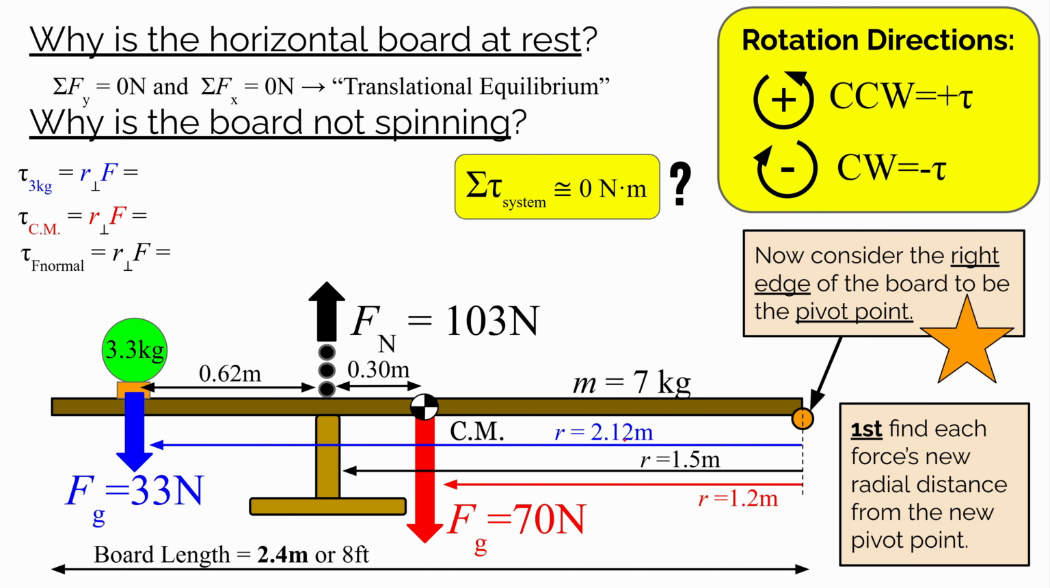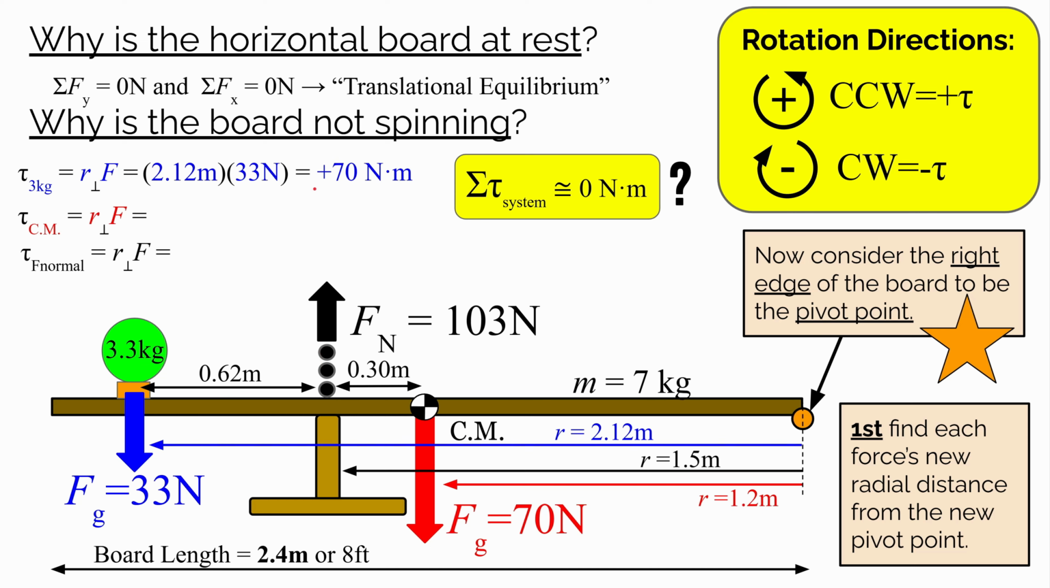So now let's go through and calculate the torques. For the 33 Newton force, it is 2.12 meters away, and it's a 33 Newton force. And from the pivot point on the right-hand side, this gravitational force of 33 newtons and this gravitational force of 70 newtons are trying to make the board rotate in the counterclockwise direction, which is a positive torque. The normal force now is going to try to make it rotate in the clockwise direction, and that's going to be a negative torque.